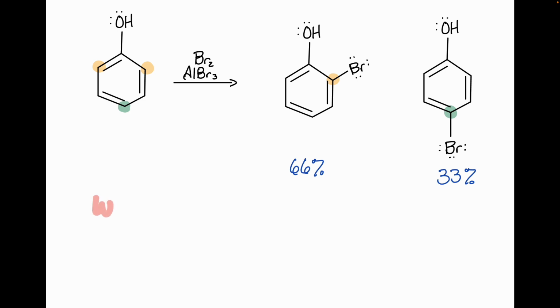Okay, so we can just simply say, why do we have this product distribution? Twice as many ortho than para positions.